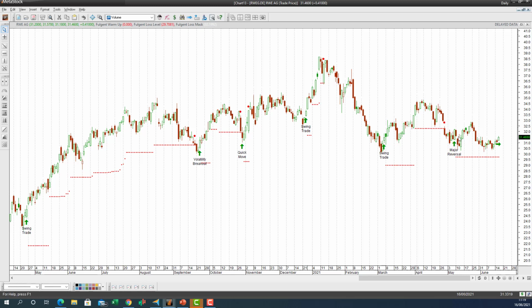Major market reversals, now in a major market reversal, still in a long, but the stop loss now is at this 29.70 zone. Incidentally, this also coincides well with these lows, so that's a key area of support.